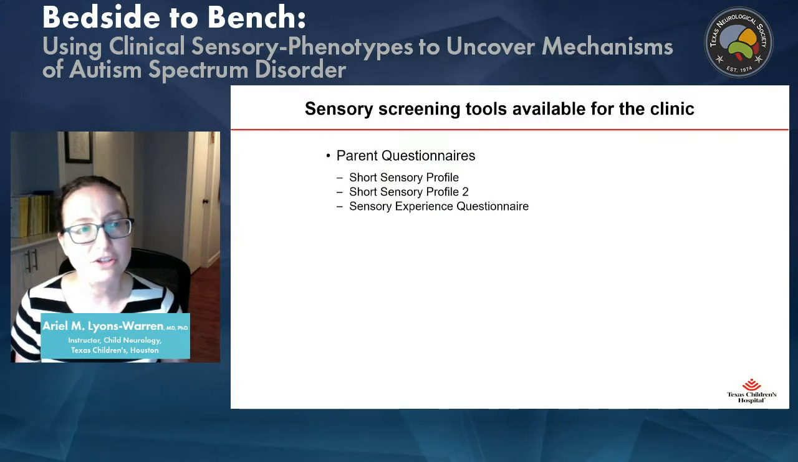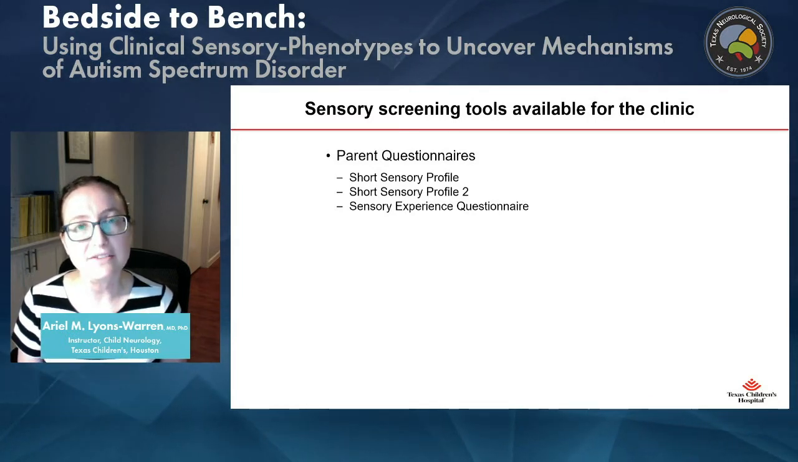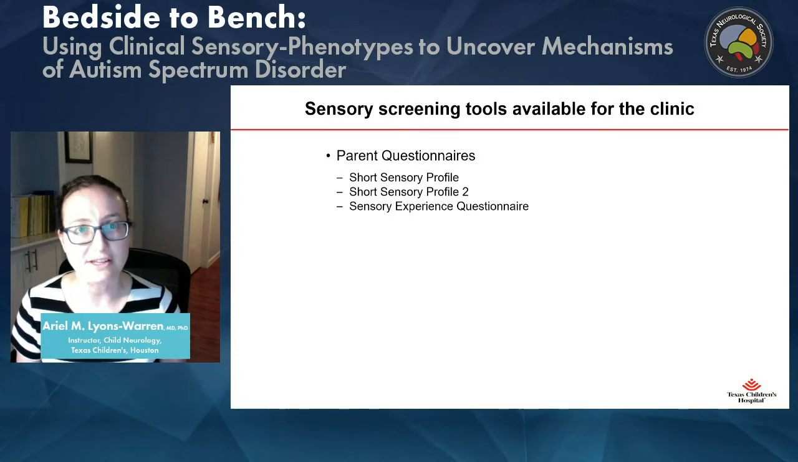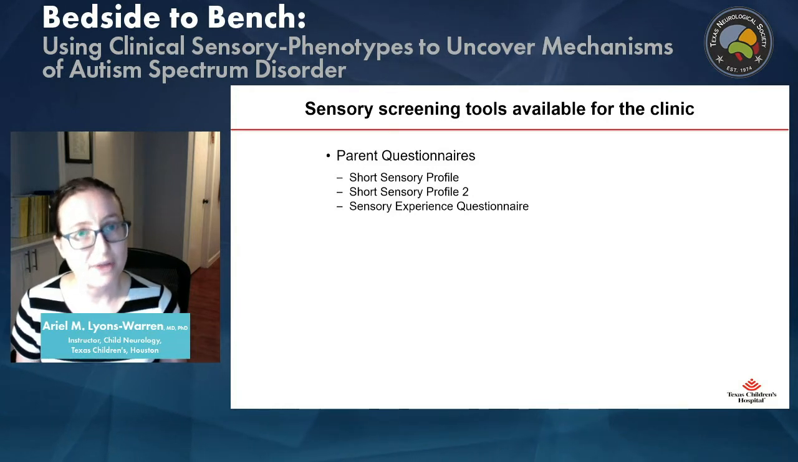So now that I've shown you that there are specific patterns of sensory impairment, and hopefully I've convinced you that they are common and important, I'd like to give you the tools to screen for these sensory impairments in clinic. And the simplest way to do that is with parent questionnaires. The 3 that I recommend are the short sensory profile, the short sensory profile 2, and the sensory experiences questionnaire.